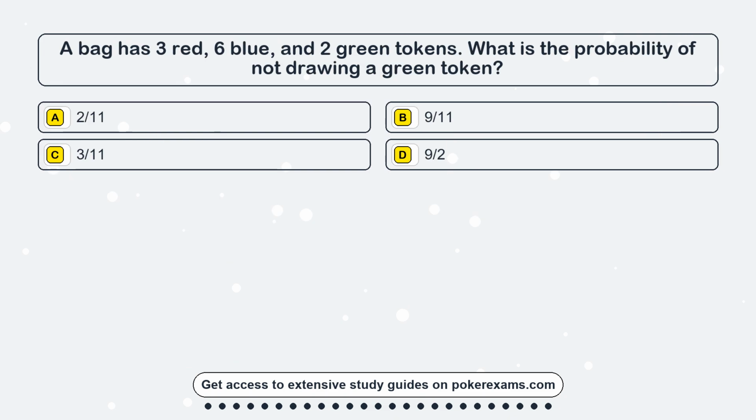Question 22. A bag has 3 red, 6 blue, and 2 green tokens. What is the probability of not drawing a green token? Option A 2/11. Option B 9/11. Option C 3/11. Option D 9/2.